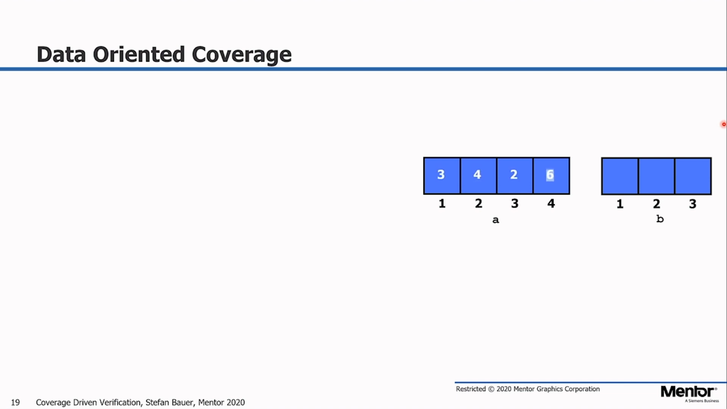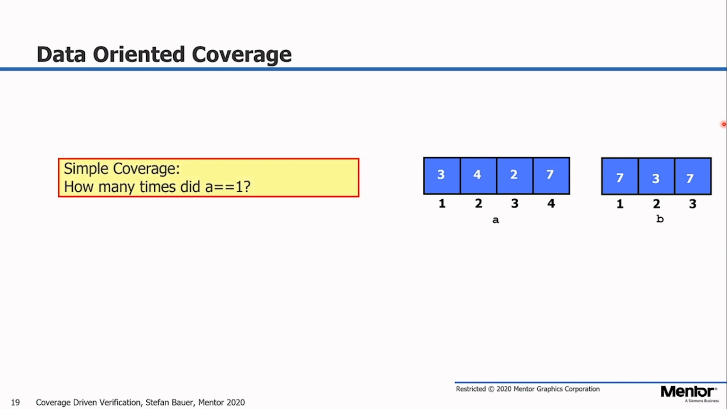As soon as the coverage is sampled, the current values of A and B are compared with the cover bins, and if there is a match, the related bin is incremented by 1. With that, you can find out how many times A was 1. In our example, it was 3 times, what you see here.